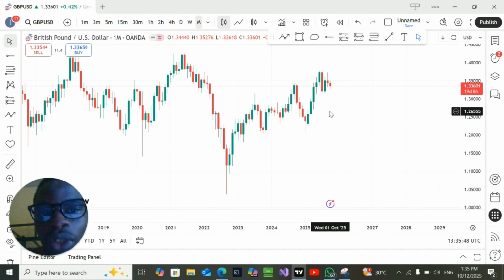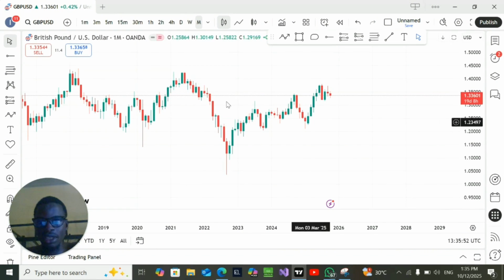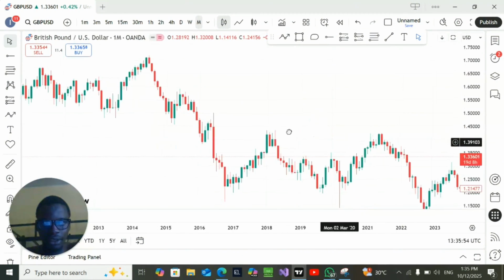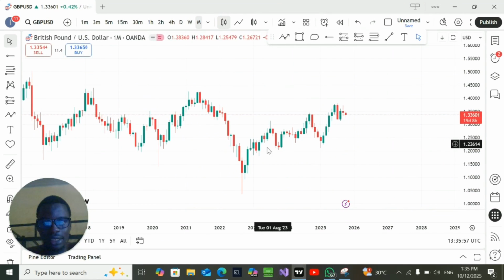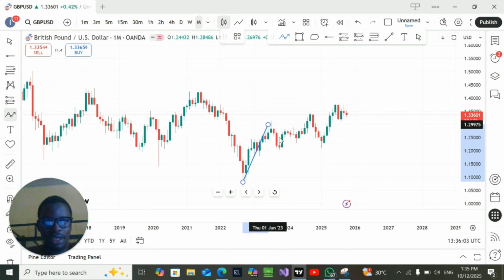From GBPUSD, you could see that this is the market now. The market is currently moving internally to the upside, moving slowly like this.